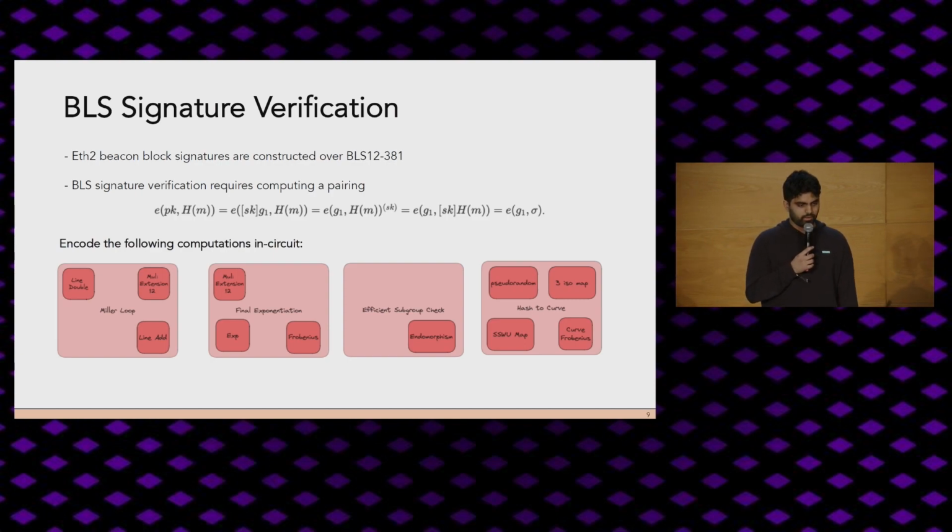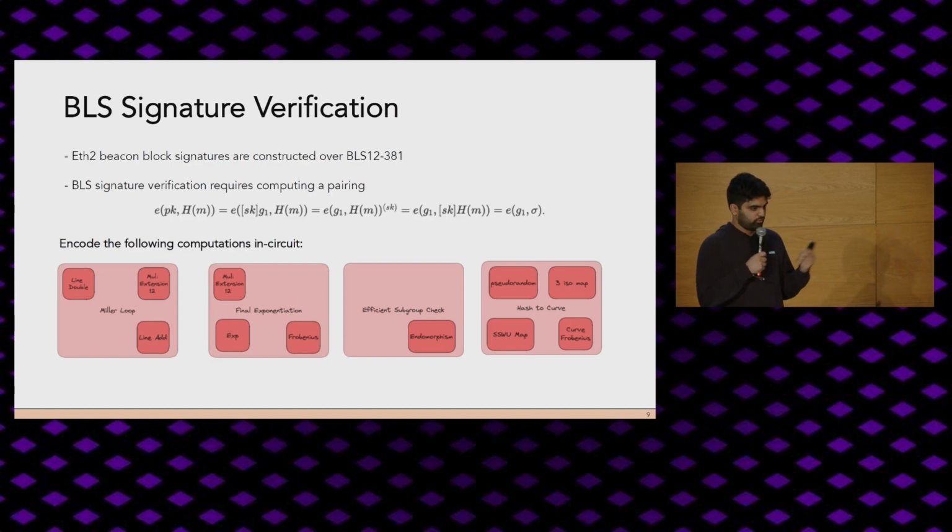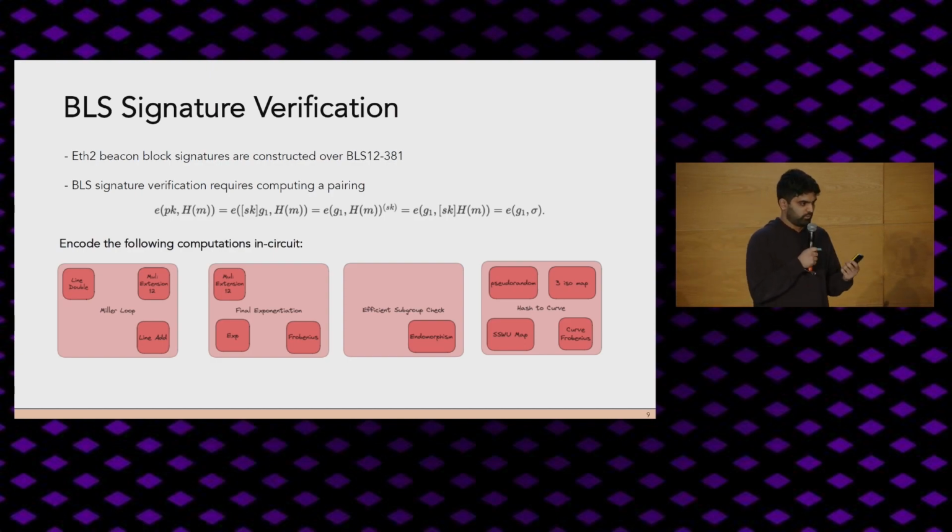And then we also want to check that the signatures are actually within the right group. So we have to do an efficient subgroup check, using a few papers out there that we've looked at as well, and this requires doing an endomorphism. There's another component with hash to curve, which requires a bunch of different components as well. I just wanted to give a sense of what the complexity looks like when you're trying to implement BLS within Plonky2 or within some of these proof systems.